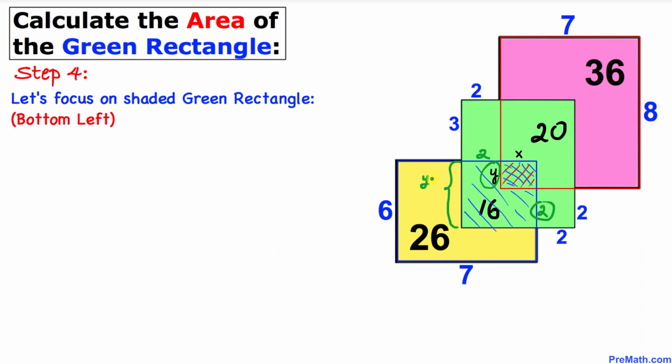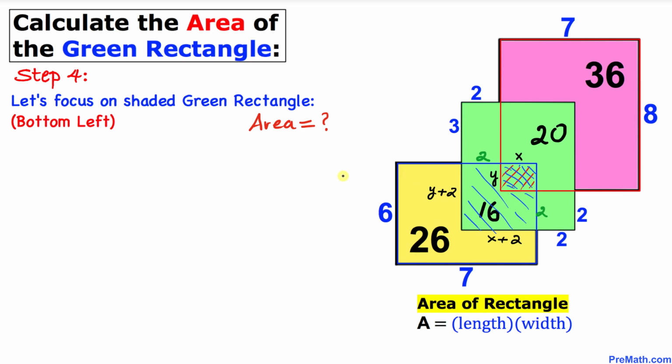So I can write Y plus 2 over here on this side. And about this one, this side length is going to be X plus 2. So I can write X plus 2 over here. And now we are going to calculate the area of this green shaded rectangle. We know the area of a rectangle formula is area equals length times width. So the area is going to be simply X plus 2 times Y plus 2.